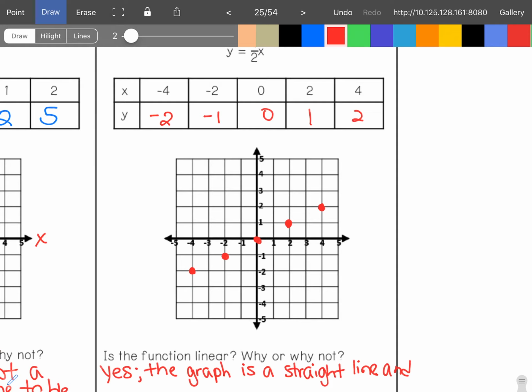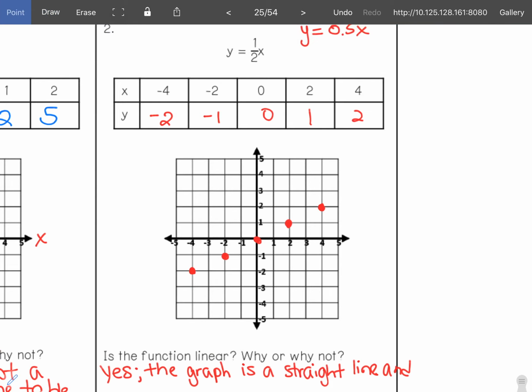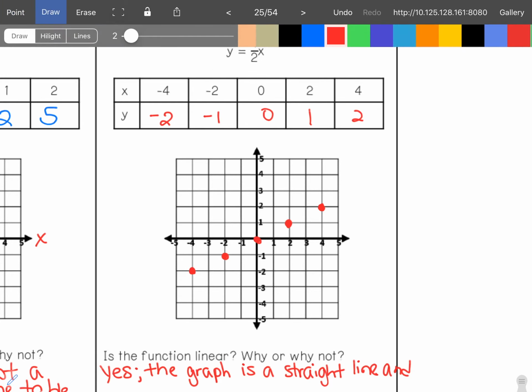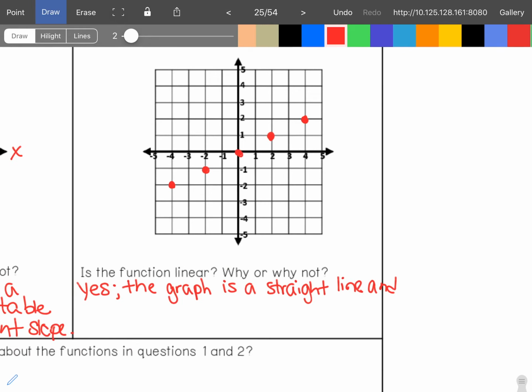And let's look at the table. If we look at the table and we try to find the slope, if we look at y over x, 2 over 4 is 1/2. Same thing here, 1 over 2 is 1/2. -1 over -2 is 1/2. So we also have a constant rate of change. So we say the table shows a constant rate of change.